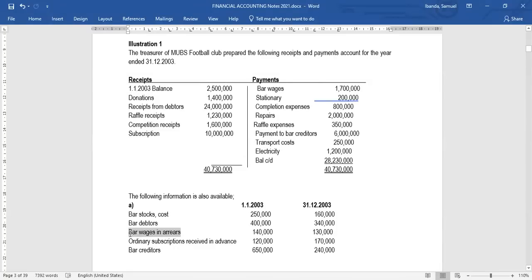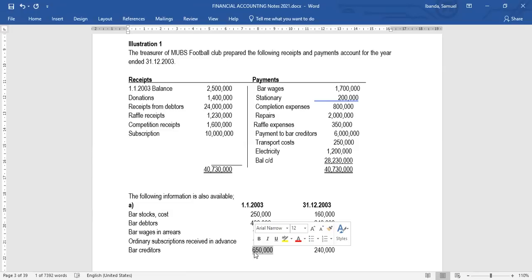Bar wages in arrears, these are not assets. These are actually liabilities. Why are they liabilities? The word arrears means that they are not paid. So if these are wages, it means actually we haven't paid. So these are liabilities, and I'll include these when I get to liabilities. Ordinary subscriptions received in advance, these are also liabilities. Bar creditors, of course, those are direct liabilities that you can easily figure out.